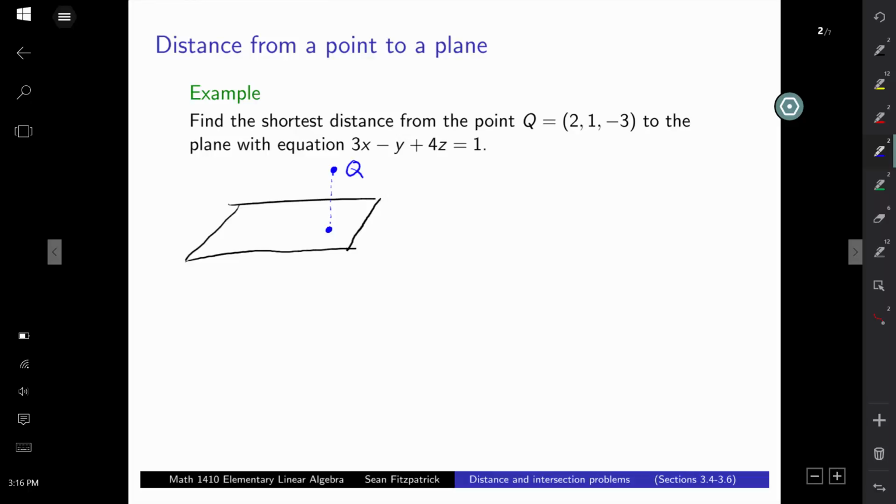We want to move in a direction perpendicular to the plane and find this point P on the plane which is closest to Q. Now, by the way, we don't actually have to find that point, but it might come in handy if we do. So let's think about how to set this up. Here is a point P naught, some reference point on the plane. Now we don't have a reference point, so that's actually the first thing we need to do: find a reference point.